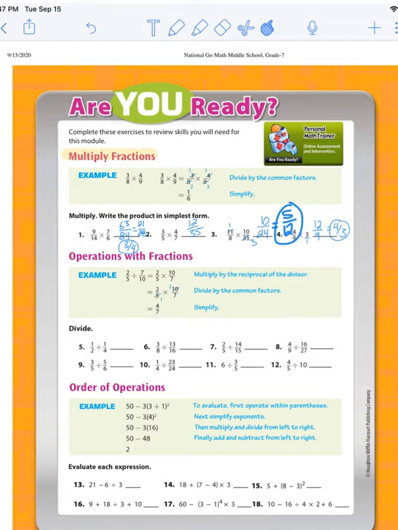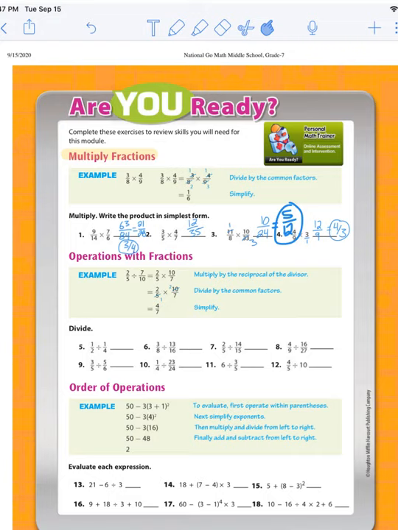And then number 4, 3 as a whole number is the same thing as 3 over 1, so 4/9 times 3 is 4/3. All right, next let's practice some division with fractions. When we divide by a fraction, you multiply by the reciprocal of the divisor. So how you probably heard this is you make it a multiplication sign, and then you flip it.